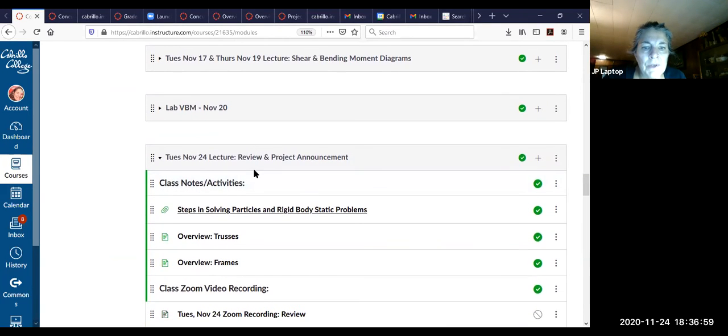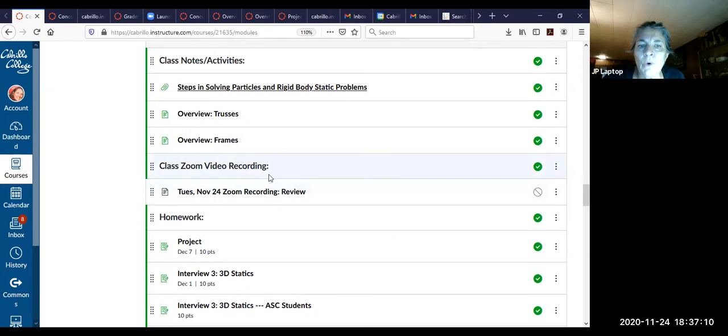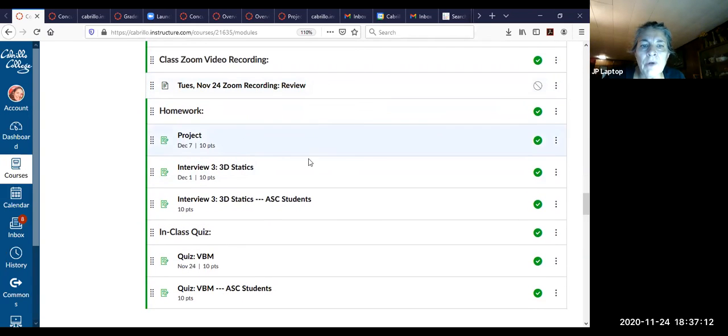So today we looked at the steps, the overview of the trusses, and the overview of frames. Remember, these overviews are at the beginning of the truss and the frame module. When I get the recording, I'll post it. You know what the project is, you know what the interview is.